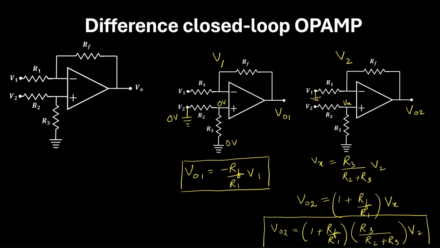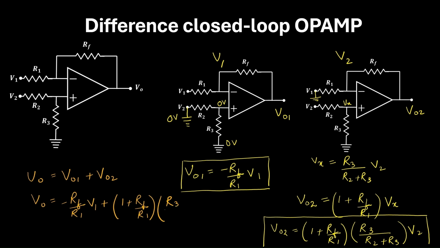So this is the expression of V02. Now we have got both V01 and V02. So the net output will be the sum of V01 plus V02. So V0 is equal to minus RF by R1 V1 plus 1 plus RF by R1 into R3 divided by R2 plus R3 into V2. So this is the final expression.